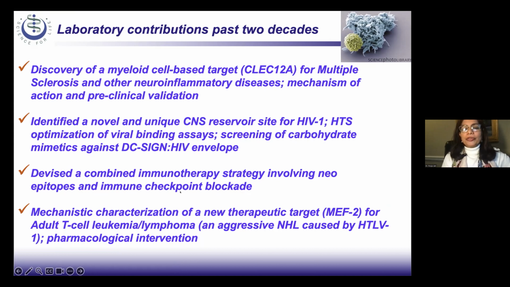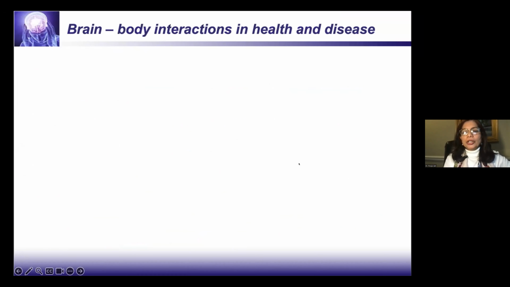Currently, we are working on a very new immunotherapy strategy that involves neoantigen discovery and immune checkpoint blockade, and we are applying this in the setting of both cancer and neuroinflammation. Finally, we have discovered a new target called MEF2 against non-Hodgkin lymphoma, but that is not necessarily related with IVM. So I'm going to just share highlights from our neuro projects.